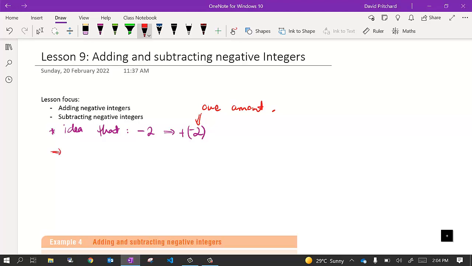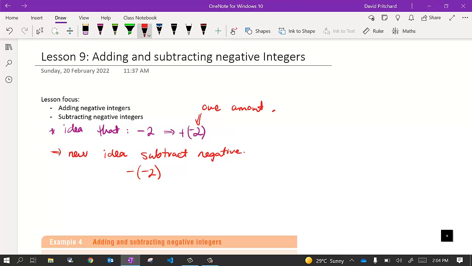Now, the new thing today, the new idea, is when we subtract a negative, so the idea might be that we're subtracting negative 2. Now, this is where it all starts to fall down for people. When they get those two negatives in a row, then they lose the plot a little and they go, oh no, I don't know what's going on.